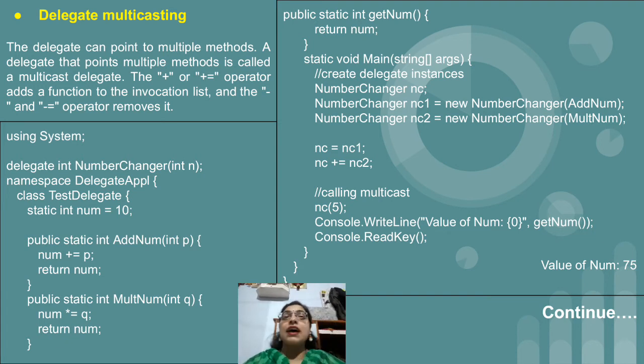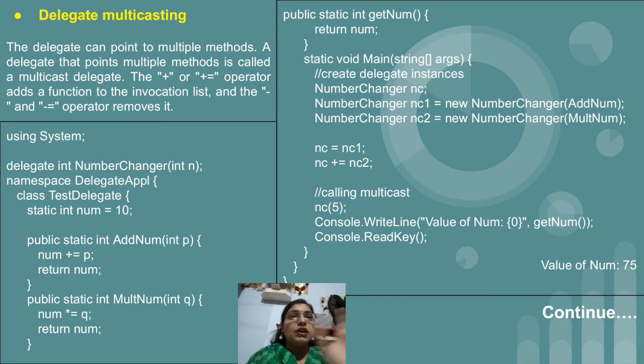Plus is nothing but our arithmetic operator. So with the help of the plus operator, we will perform the multicasting of the delegate. So again, just from the example you will come to know, we have declared one delegate. The name of the delegate is number changer. So see the second line of the program, delegate int number changer, and it is a parameterized delegate which is having an integer as a parameter. Then we are having a namespace.